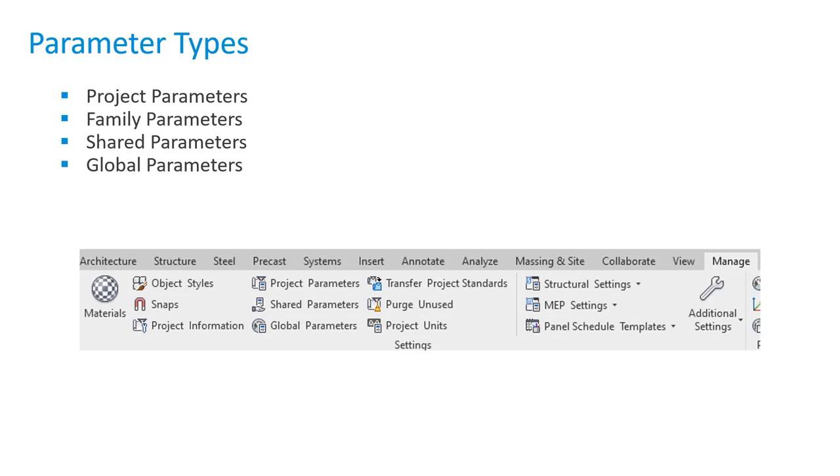There are 4 different types of parameters that you can create and use in Revit: project parameters, family parameters, shared parameters, and global parameters. Let's take a look at each one.